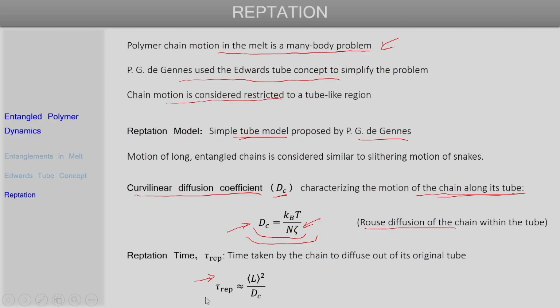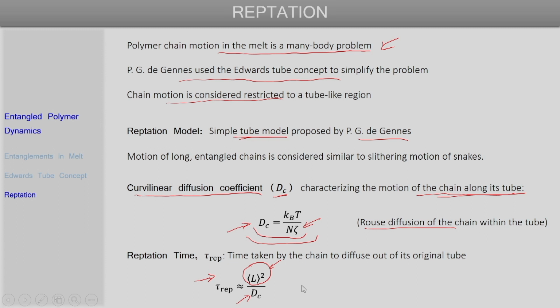The order of this reptation time can be obtained simply as the ratio of the square of the primitive path length, which corresponds to the contour length of our tube, and the curvilinear diffusion coefficient, which corresponds to the diffusion coefficient of the polymer chain within the tube. So, it is the square of the length scale traversed by the polymer chain divided by the corresponding diffusion coefficient for that motion.